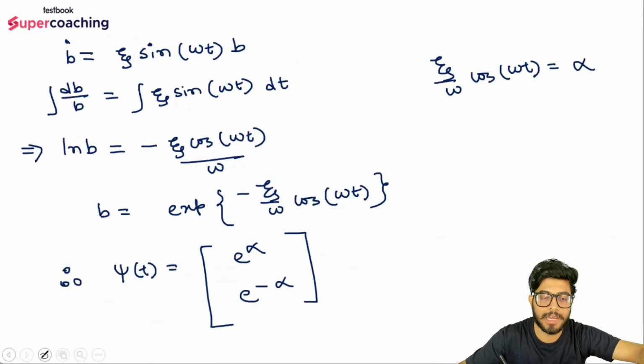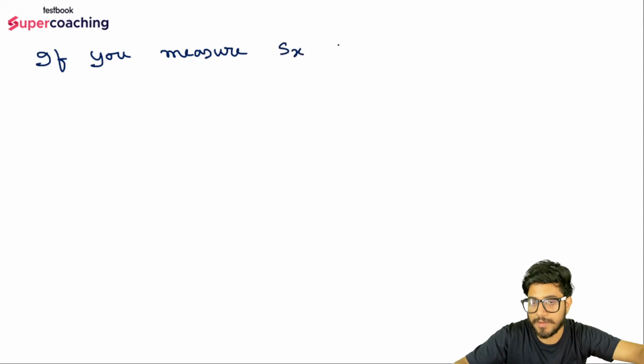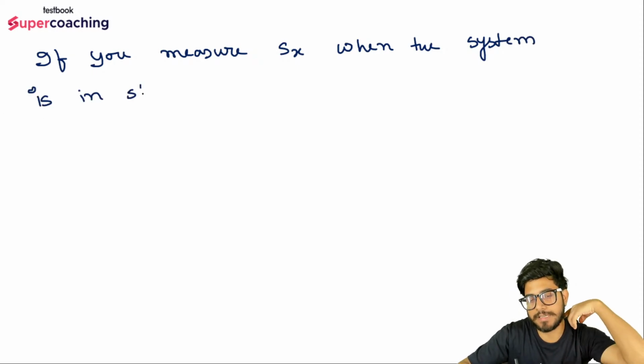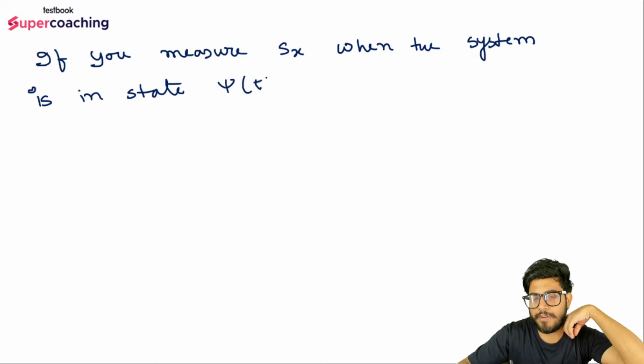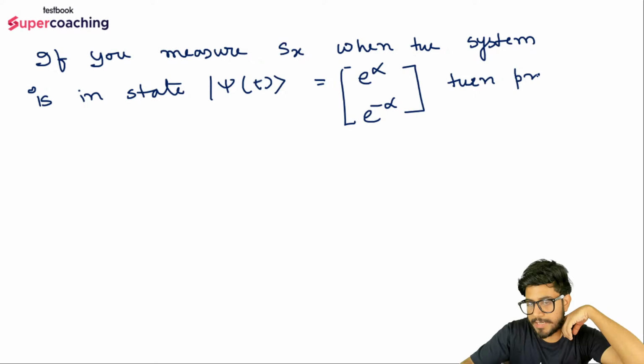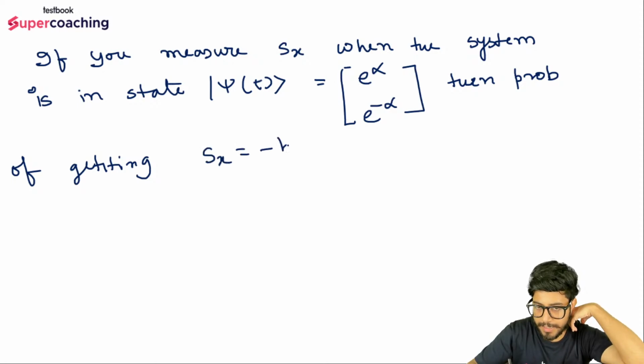Find the probability of getting minus h squared by 2 if you measure s6. So now I can say, if you measure s6 when the system is in state psi of t, which is e to the power of alpha, e to the power of minus alpha, then the probability of getting s6 equal to minus h squared by 2.